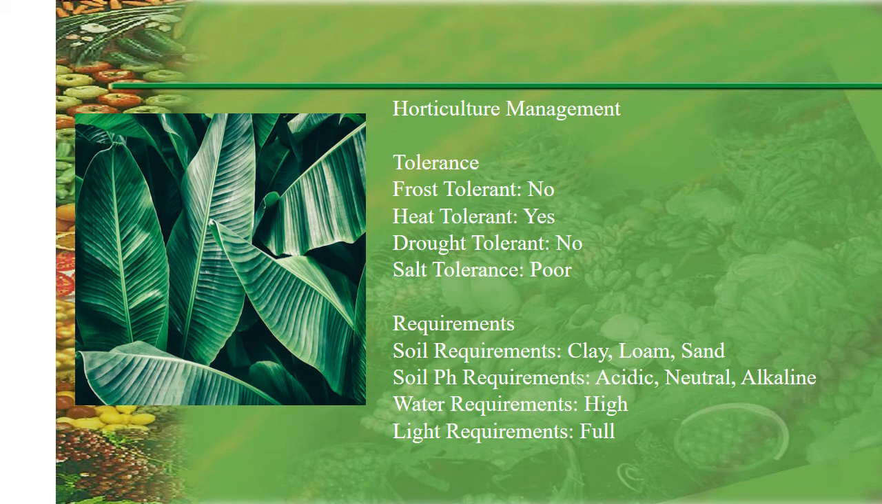Horticulture management, tolerance. Frost tolerance, no. Heat tolerant, yes. Drought tolerant, no. Salt tolerance, poor. Requirements, soil requirements, clay, loam, and sand. Soil pH requirements, acidic, neutral, alkaline. Water requirements, high. Light requirements, full.